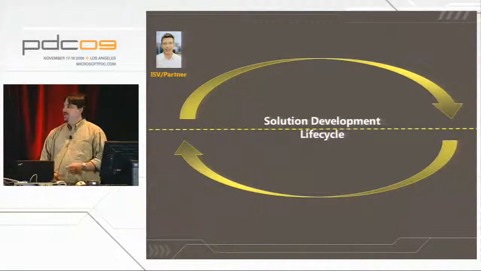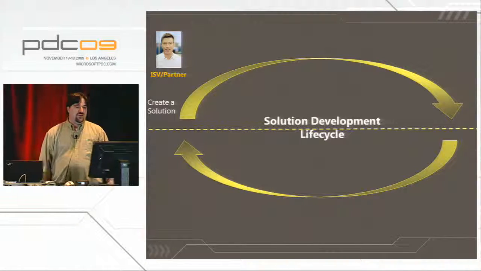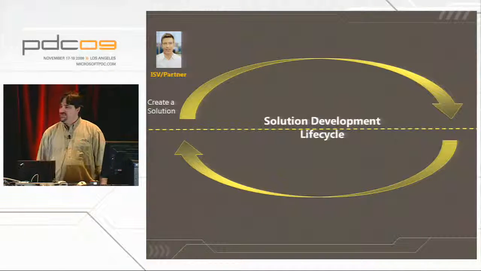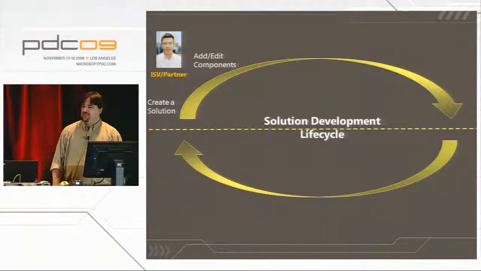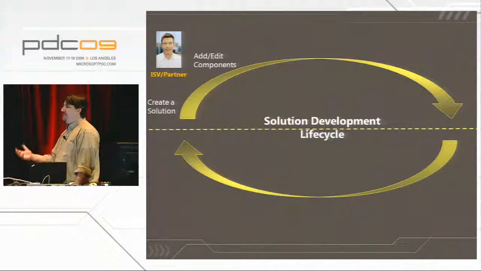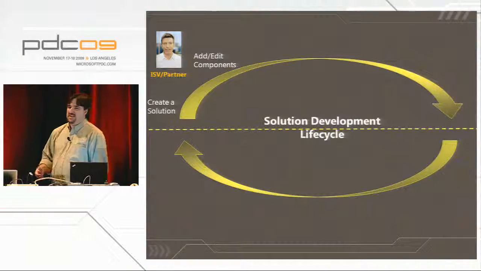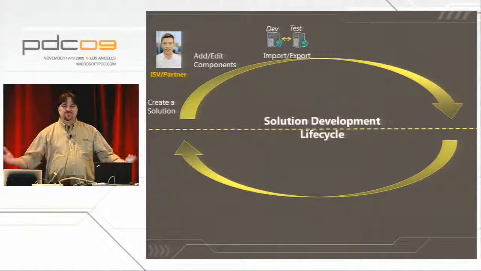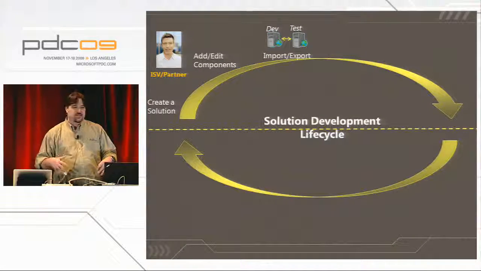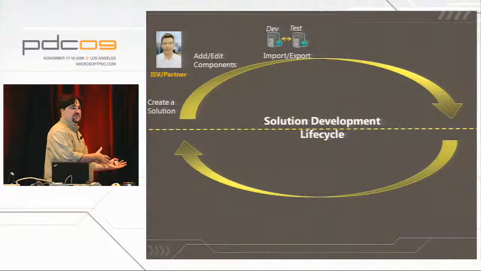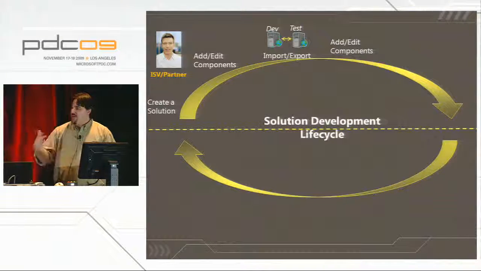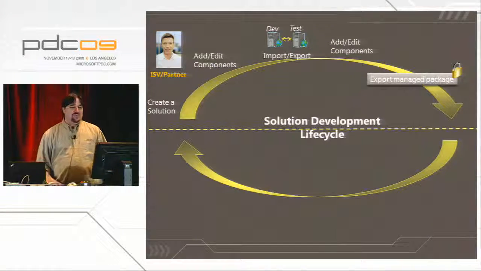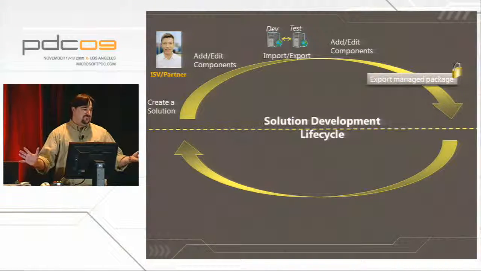So I'm a partner, I'm building a solution. In the process of doing that, I need to create the solution. And as you saw me do in the brief example, this is primarily about adding existing components or creating new ones. Then I go through some basic deployment processes, moving something from my developer's machine to a test machine, for example. I go through that process iteratively, and then at some point I'm able to say, it's ready.